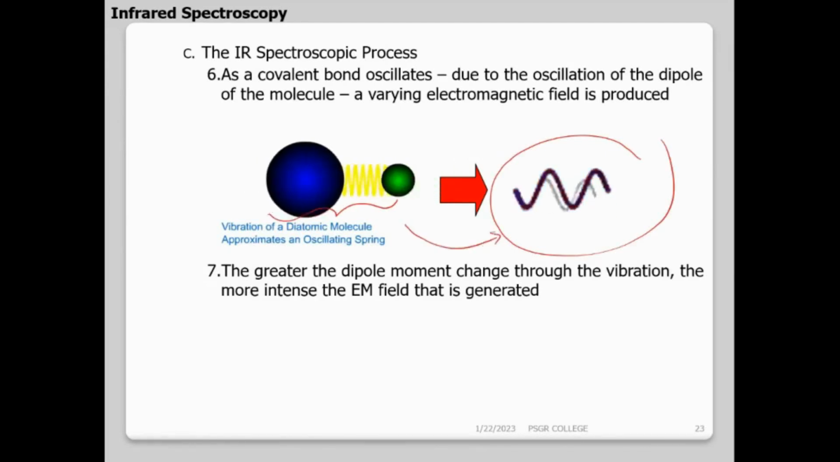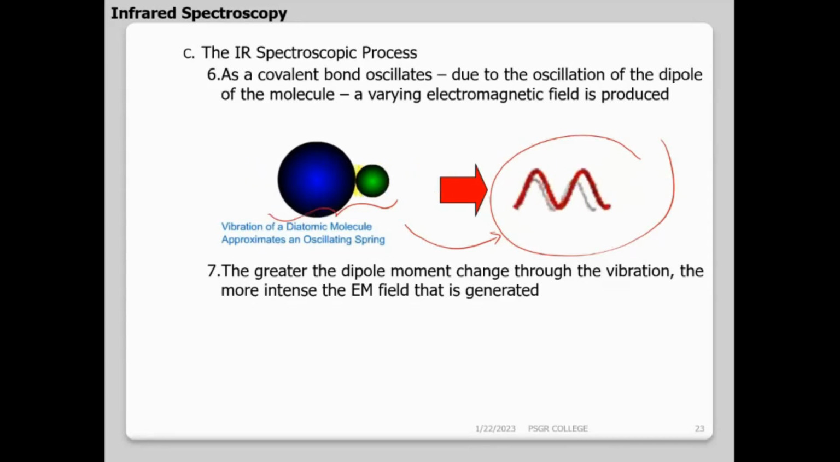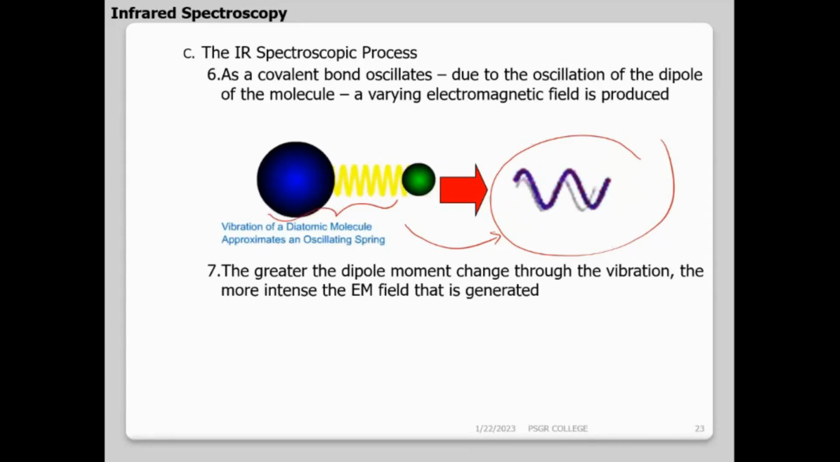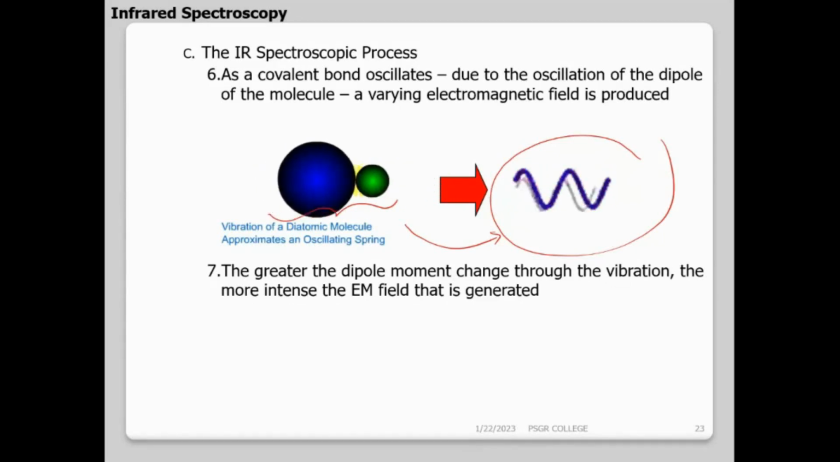Okay, and now, greater the dipole moment change, if the dipole moment change is very high, what will happen? The intensity of this electromagnetic field will increase. That's all. So greater the dipole, greater will be the intensity of the electromagnetic field. Keep this point in mind. Keep it in your mind well, because I will ask in the next section discussion.